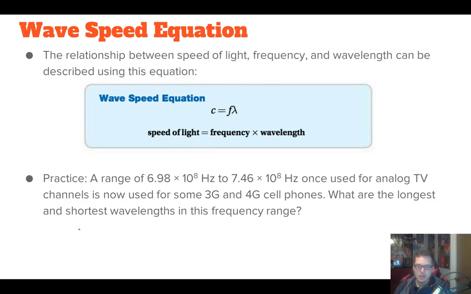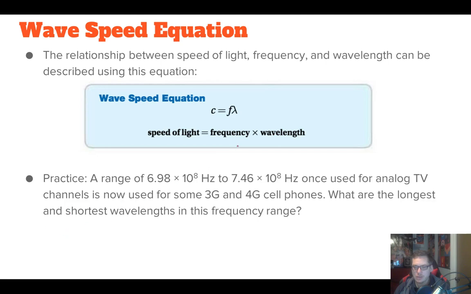We did this a fair amount in Chem 1, so this shouldn't be a big deal. Okay, so it says a range of 6.98 times 10 to the 8th hertz to 7.46 times 10 to the 8th hertz, once used for analog TV channels, is now used for some 3G and 4G cell phones. What are the longest and shortest wavelengths in this frequency?